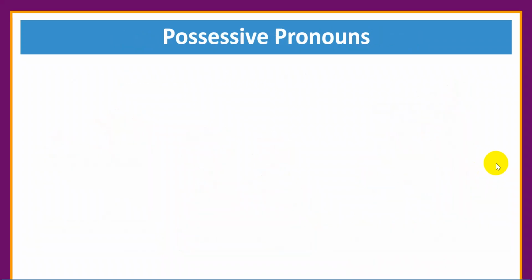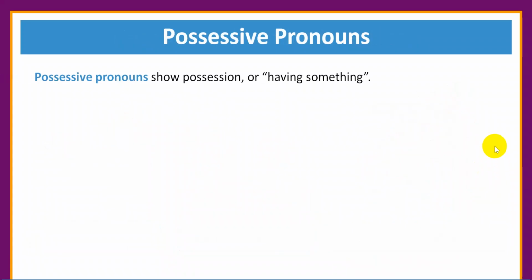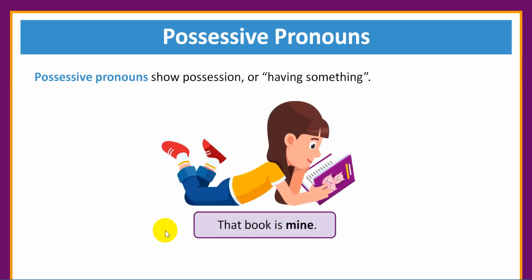Another type of pronoun is the possessive pronoun. Possessive pronouns show possession. It means having something: something that is yours, something that is mine, something that belongs to somebody. Something that you own, have, or possess, something that belongs to him. This is what we mean by possessive pronouns.